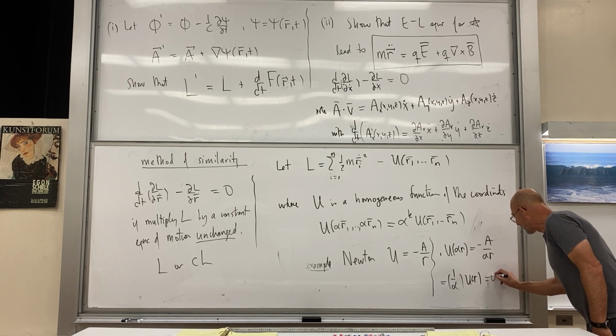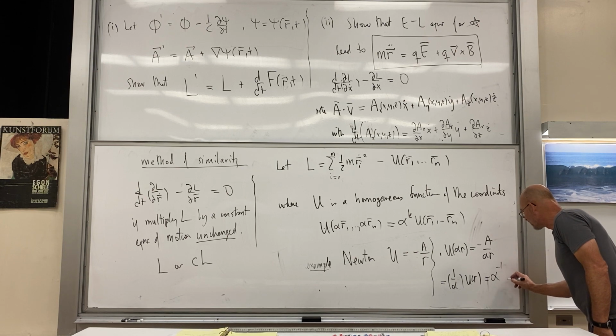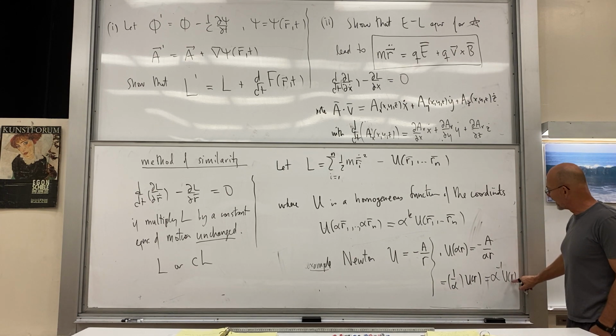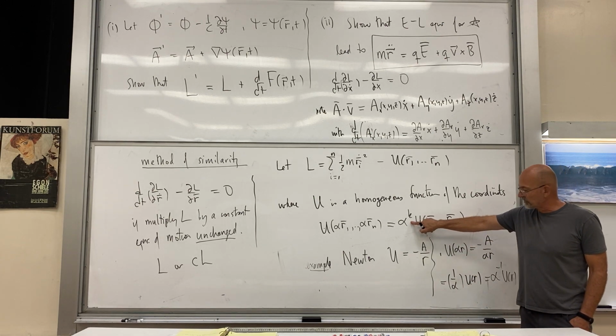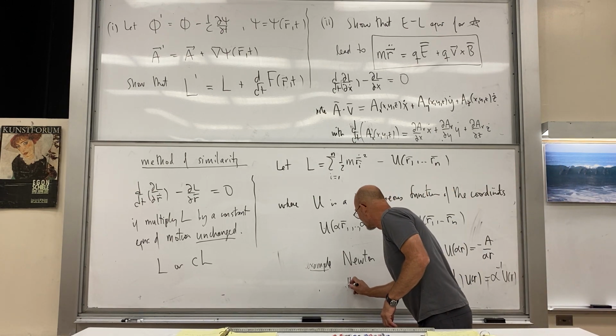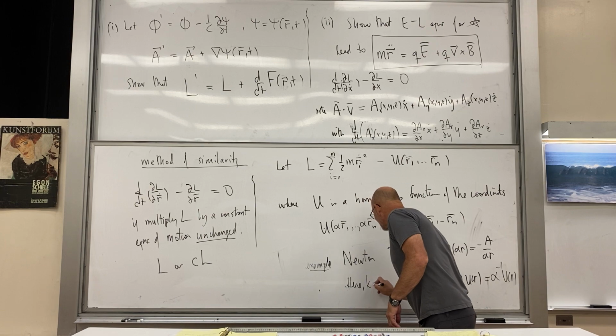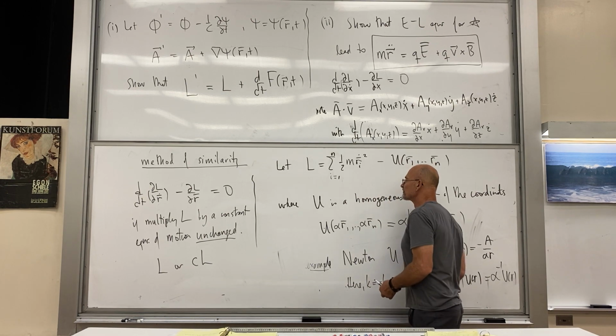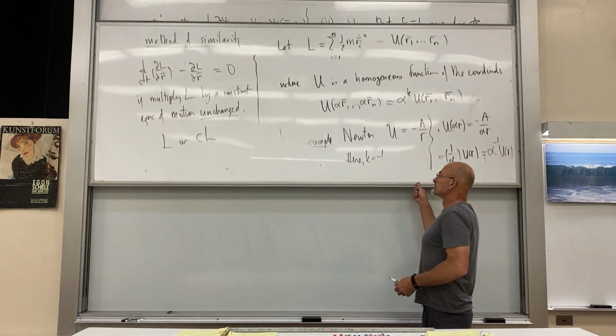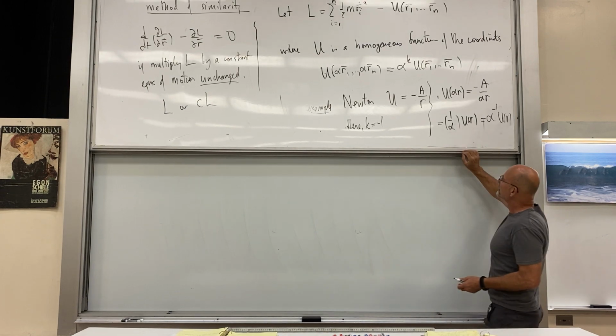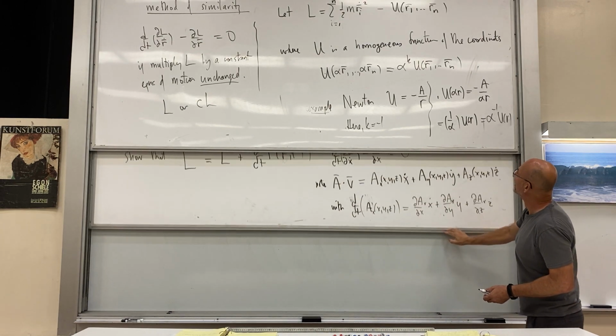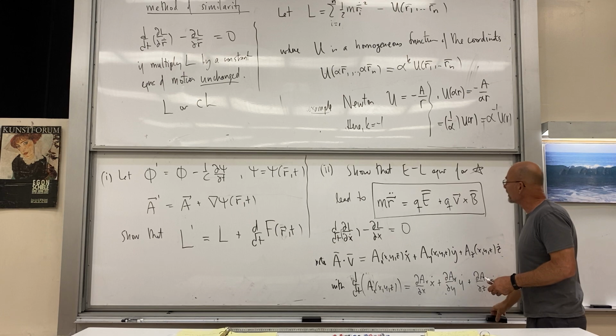Equals alpha to the minus 1 times U of R. So in this case, K is equal to minus 1. So that's a homogeneous function of the coordinates of degree K.